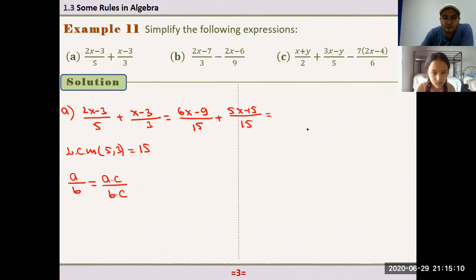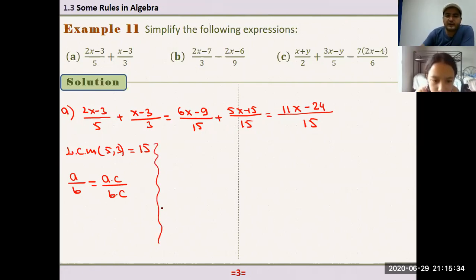So we have the same denominators. I can write under the same fraction line, 6x plus 5x, that is 11x, right? Negative 9 plus negative 15, that is negative 24, right? So we have expressed these algebraic fractions as a single fraction. Okay?